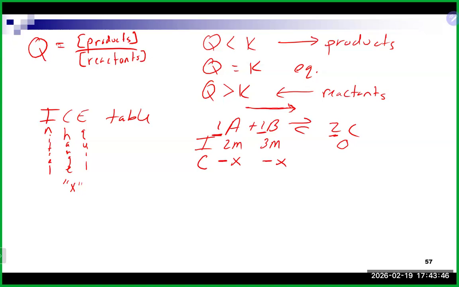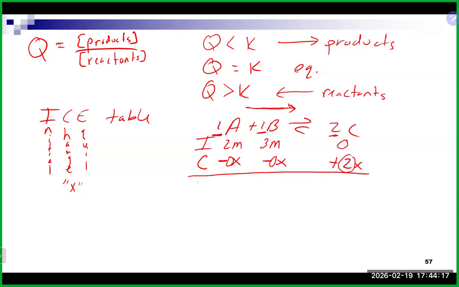On the product side, we're increasing with time since it's heading in the forward direction, so we should have a plus 2X. Once again, those coefficients are really important on the change part because it really does the stoichiometry for you. It gives the correct mole-to-mole relationship in the equation. If you are not using the coefficients, you're going to be off on your stoichiometry and your mole-to-mole relationship, and ultimately you'll be off on your answer as well.